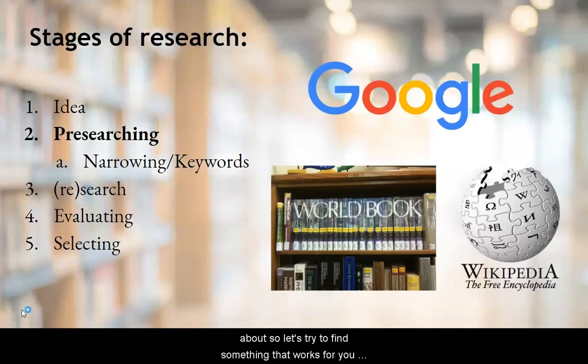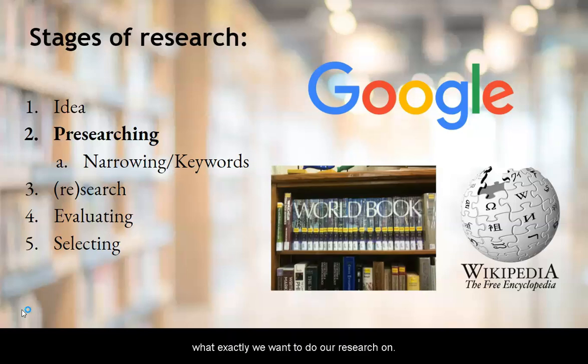There's a concept called pre-searching. Many people use Google, Wikipedia, or the traditional encyclopedia in order to find more information about a particular topic. Now, let me just be very clear that this is not the final stage of research. We may use Google or Wikipedia or an encyclopedia to flesh out and explore a particular topic in order to figure out what exactly we want to do our research on.